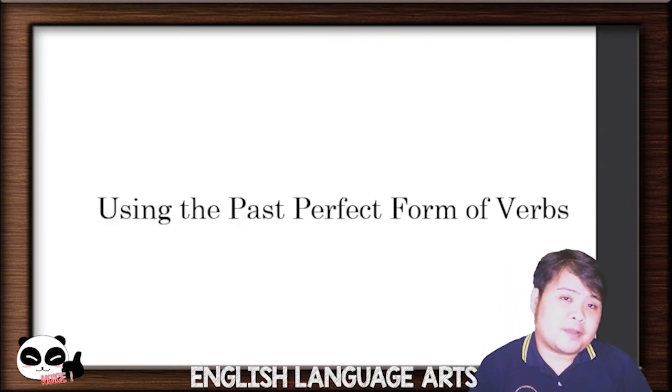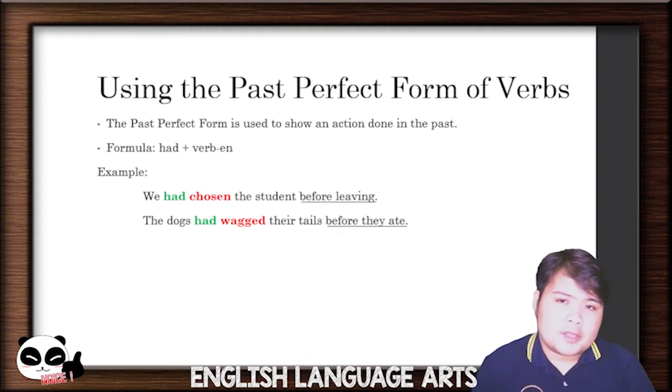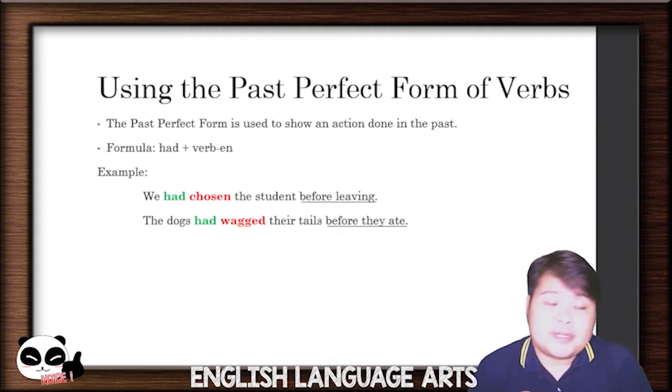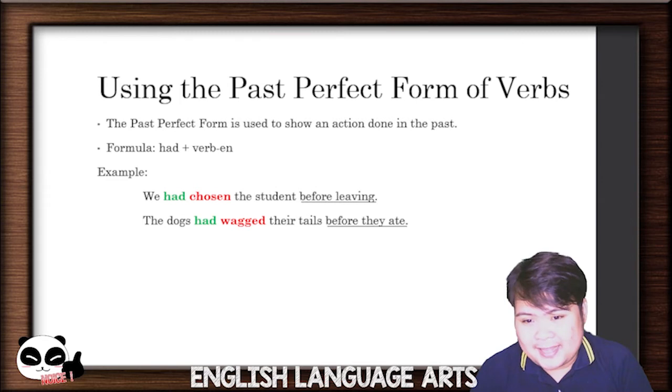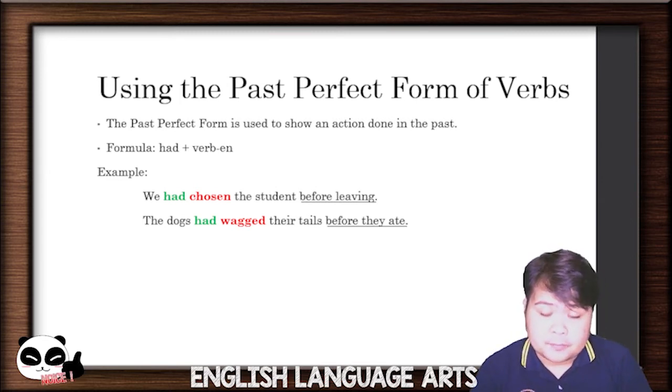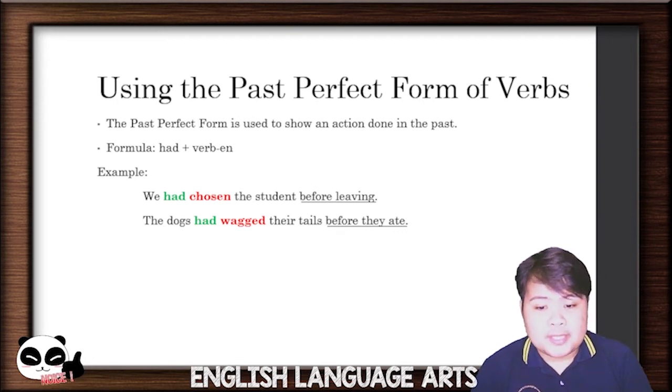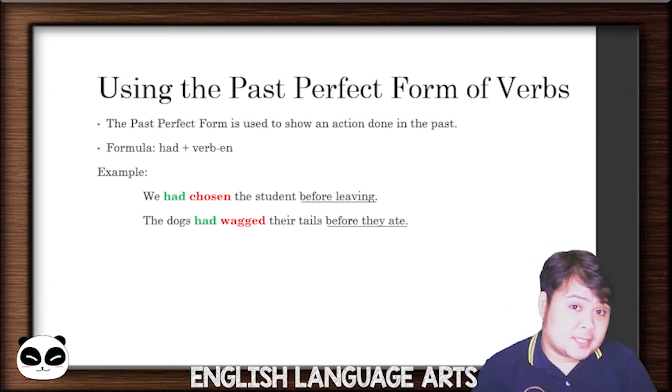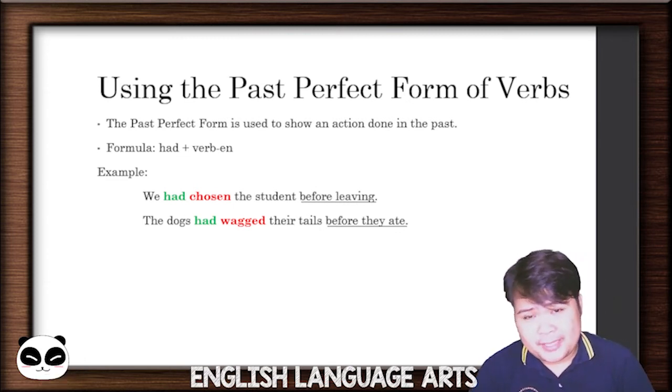The past perfect form of verbs. The past perfect is used to show an action completed, already done in the past. Your formula again is had plus verb in en form. Example, we had chosen the student before leaving. The one in green, that is your have verb in past, had. Chosen is your verb in en form. That's the one in red. The one that's underlined, that is your time expression, before leaving.